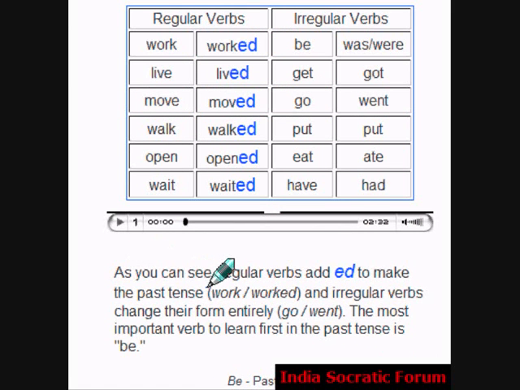As you can see, regular verbs add ed to make the past tense. Work becomes worked. You just add ed. And irregular verbs change their form entirely. For example, go becomes went. Get becomes got. The most important verb to learn first in the past tense is be. Be is, am, are, etc. Be is the verb which changes form right away. Verb be changes form as is, am, and are.